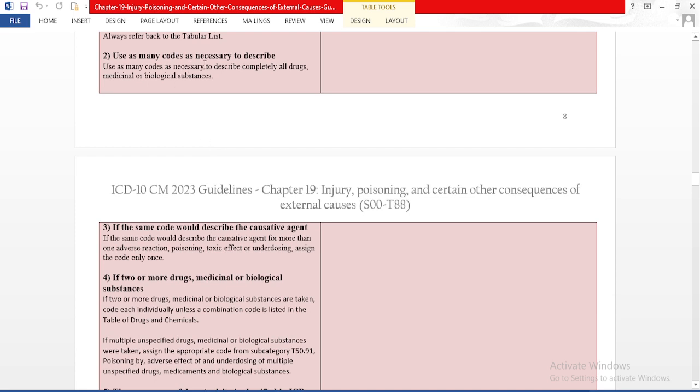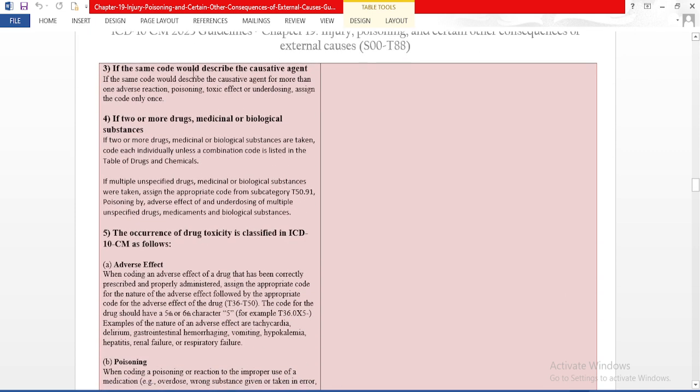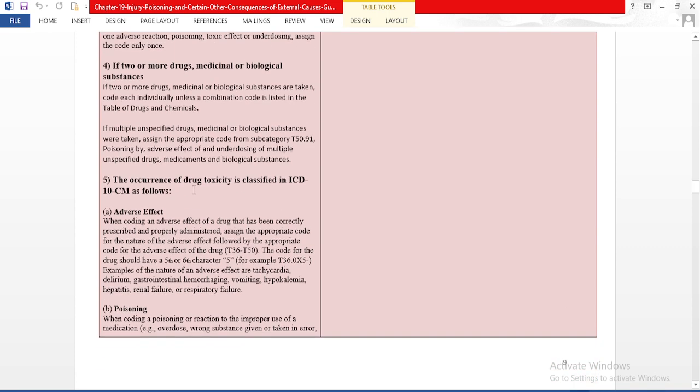Next one, use as many codes as necessary to describe completely all drugs, medicinal or biological substances. The same code would describe the causative agent for more than one adverse reaction, poisoning, toxic effect or underdosing. We need to code only once. If two or more drugs, medicinal or biological substances are taken, code each individually unless a combination code is listed in the table of drugs and chemicals.